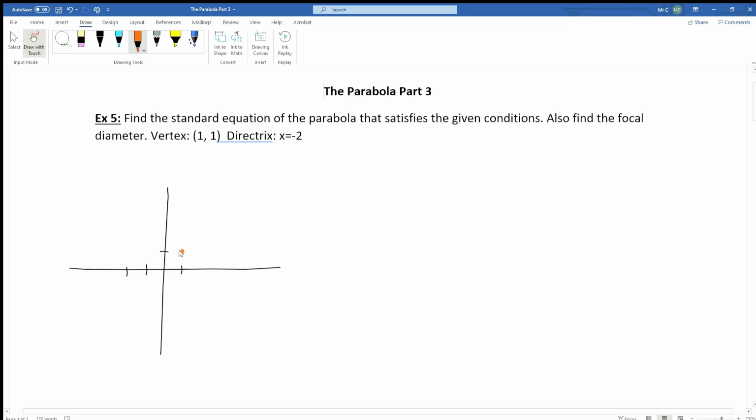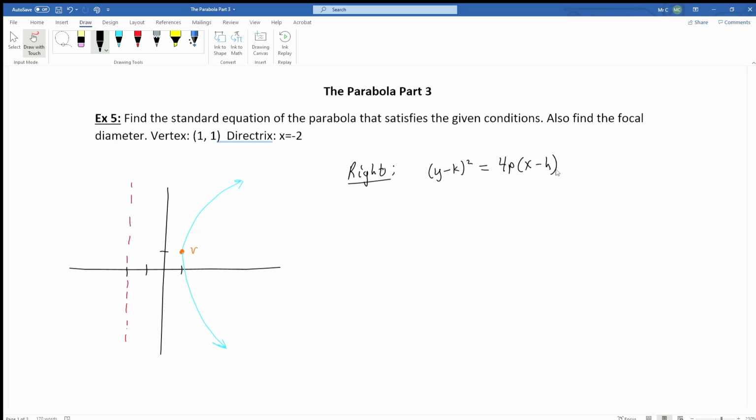So our vertex is here, and our directrix is at x equals -2. And remember, our graph for our parabola always faces away from the directrix towards the focus, so that tells us the graph is going this way. So if we have a right-facing graph, that tells us we're going to have y squared, but in this case it's shifted, so (y minus k) squared equals, and since it's facing right, which is the positive direction, we'll have a positive 4p times (x minus h).